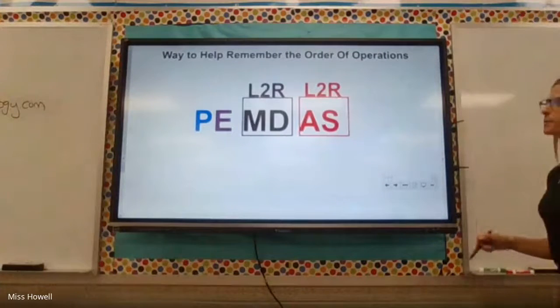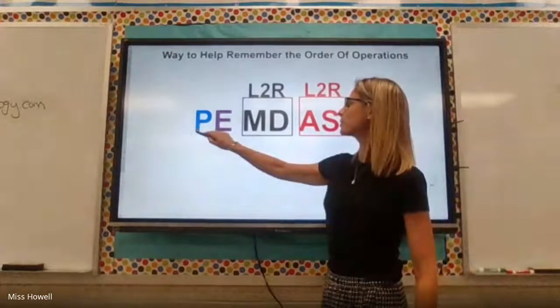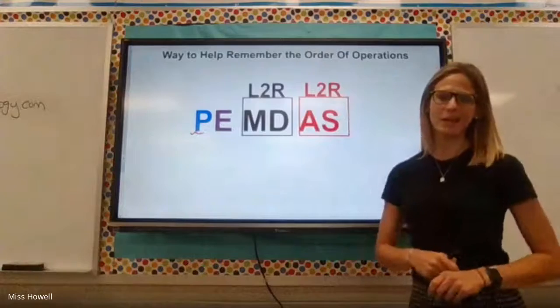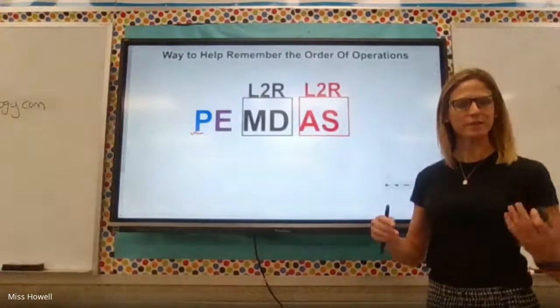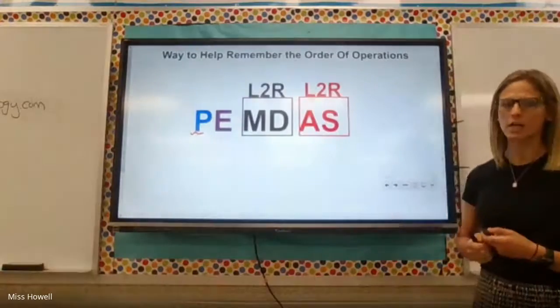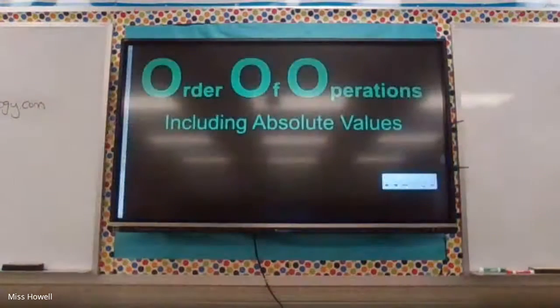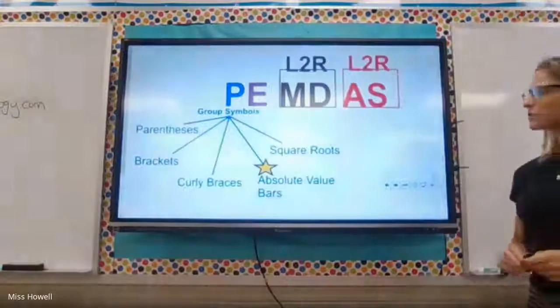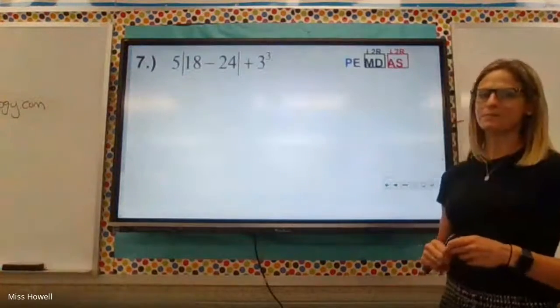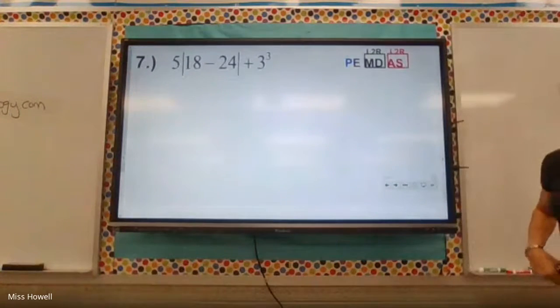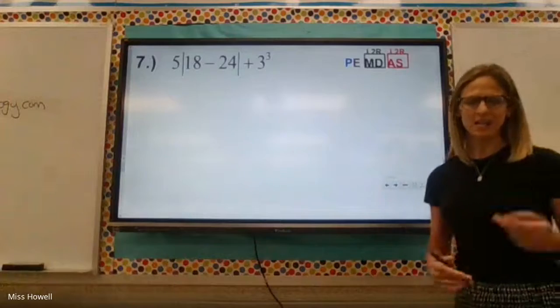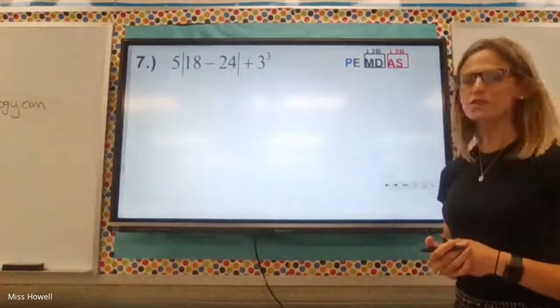PEMDAS is not changing, but please remember your absolute value bars are a grouping symbol, which lands here in the letter P. Please excuse my dear Aunt Sally, or PEMDAS, however you're remembering your order of operations. All right, so in your note packet, number 7, again, if you have to hit pause to get organized, go ahead and hit pause because we're starting right away.